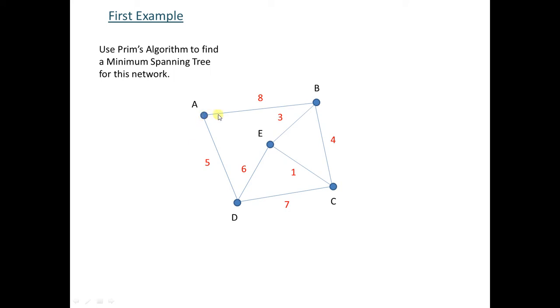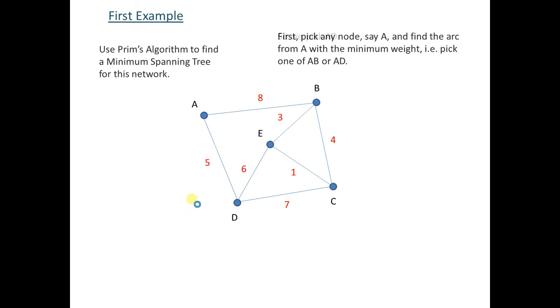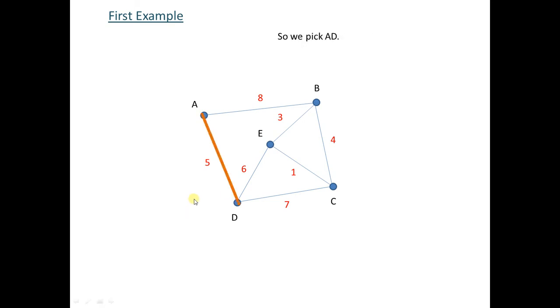Look at the arcs coming out of it. There's one here with weight 8, there's one here with weight 5. You pick the arc with the smallest weight, which in this case is A to D, and that will form part of your minimum spanning tree. You do the same thing again with nodes A and D. Out of A there's an 8 and a 6 and a 7. You pick the arc with the smallest weight, which is this 6, and draw that in.